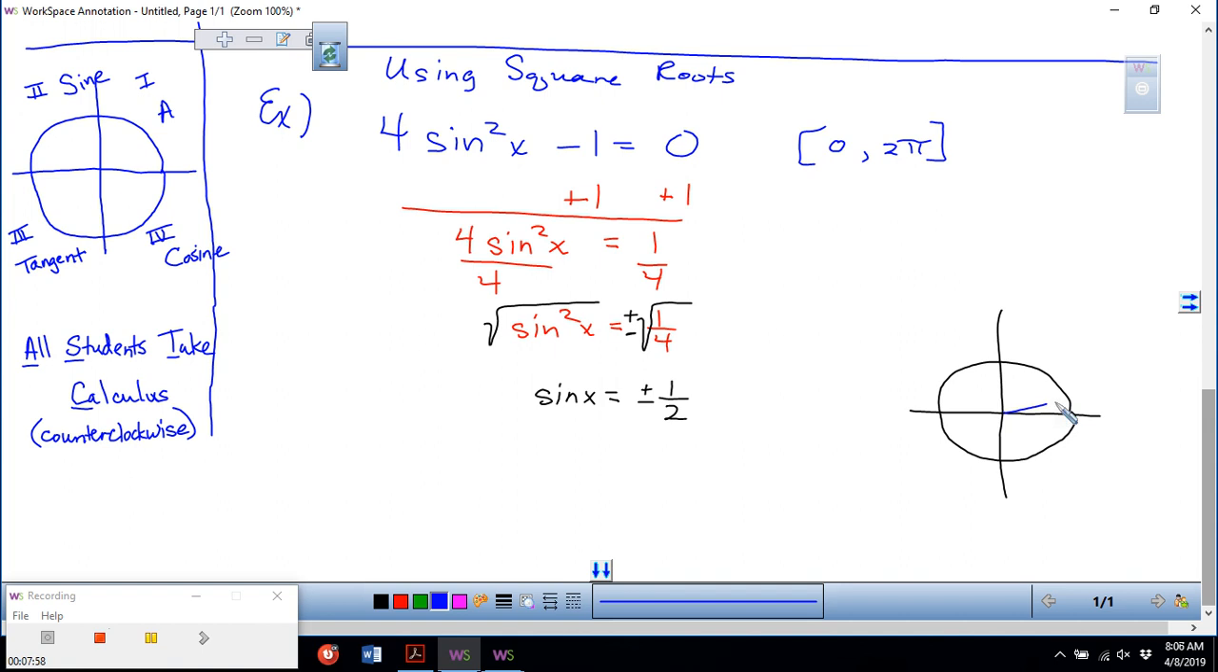And my first location is going to be at pi over 6. So we have the ordered pair, square root of 3 over 2, positive 1/2. So there's 1. Second location over in the second quadrant is at 5 pi over 6. Our ordered pair is negative square root of 3 over 2, positive 1/2.